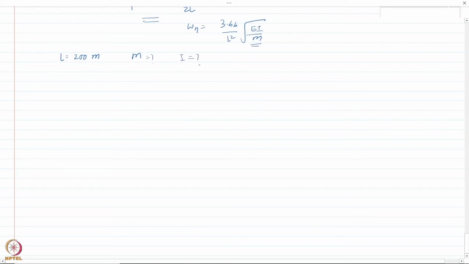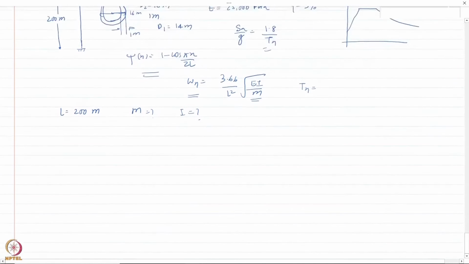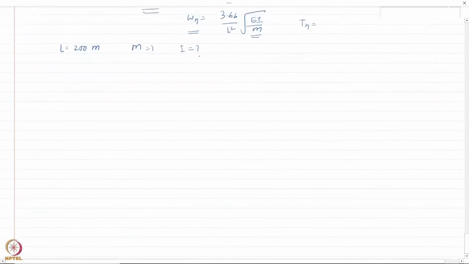So these two parameters need to be found out to determine the value of omega n, so that I can find out Tn, because once I get the Tn, then I can find out what is the spectral acceleration. Okay, so let us do that.